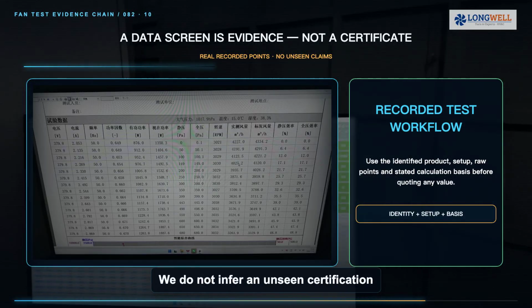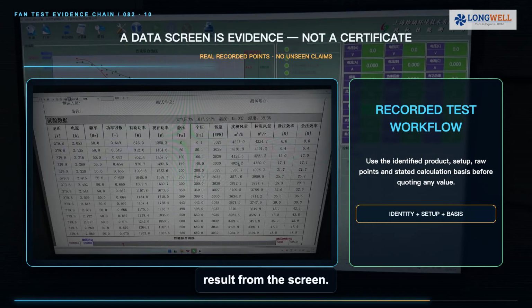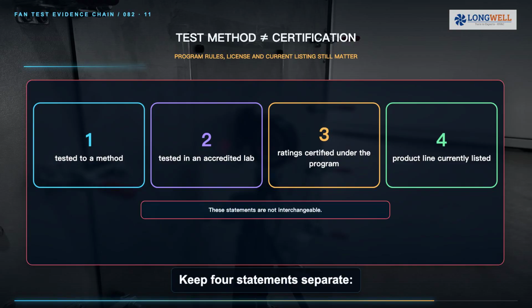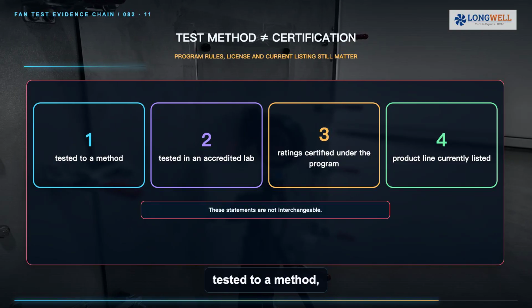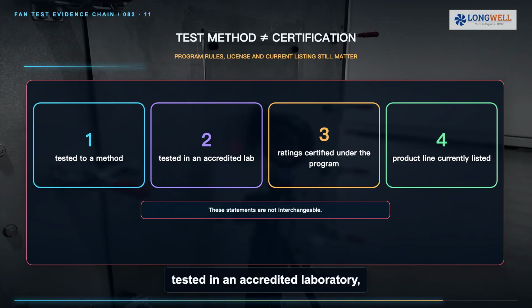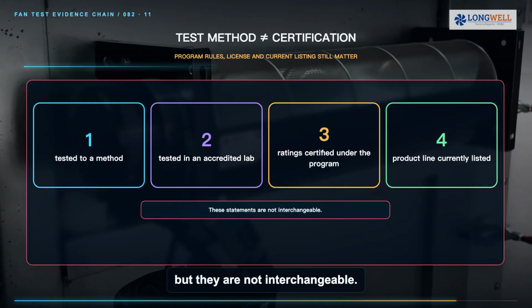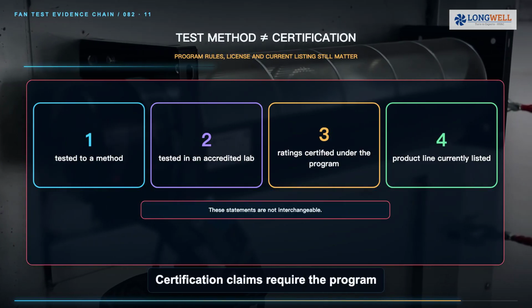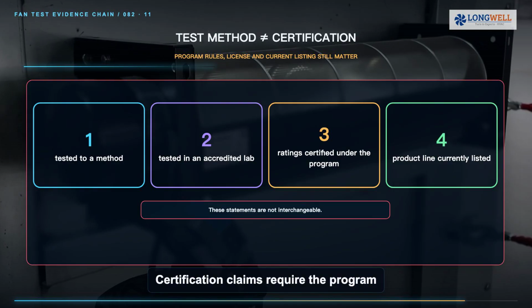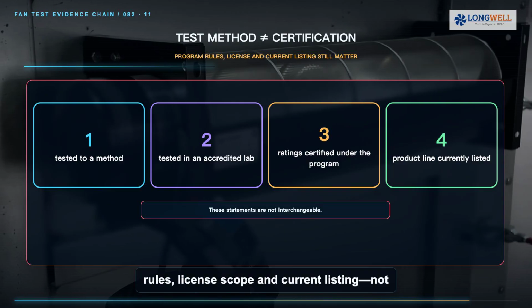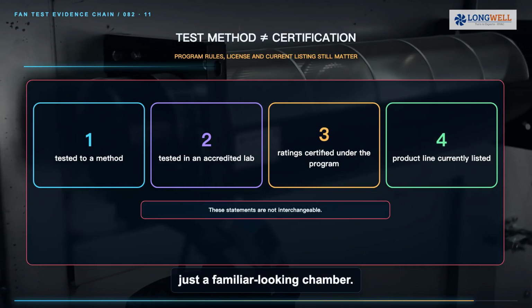We do not infer an unseen certification result from the screen. Keep four statements separate: tested to a method, tested in an accredited laboratory, ratings certified under a program, and a product line currently listed. They may be related, but they are not interchangeable. Certification claims require the program rules, license scope, and current listing, not just a familiar-looking chamber.